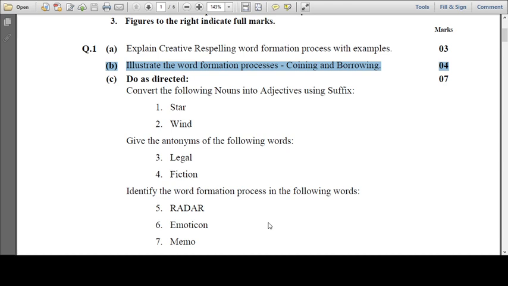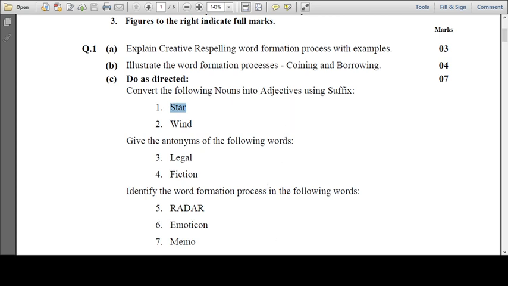Now, the next question is about word formation. This is about 7 marks. The first one is: convert the following nouns into adjectives using a suffix. The first one is star, the second one is wind. These are noun words, and we have to convert them into adjectives.